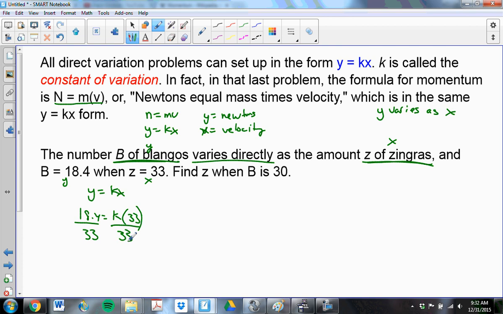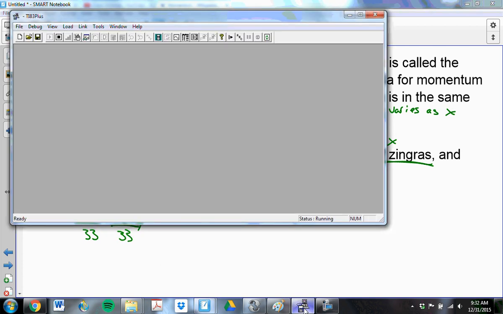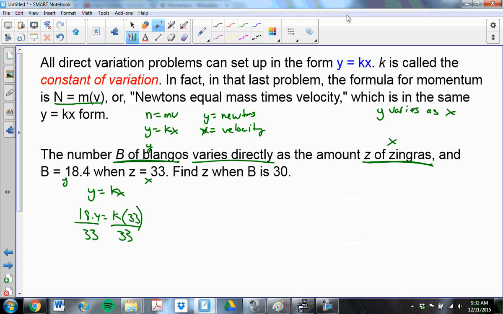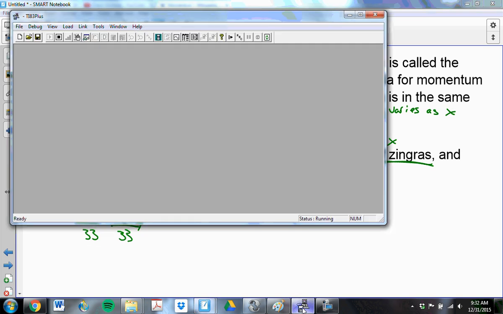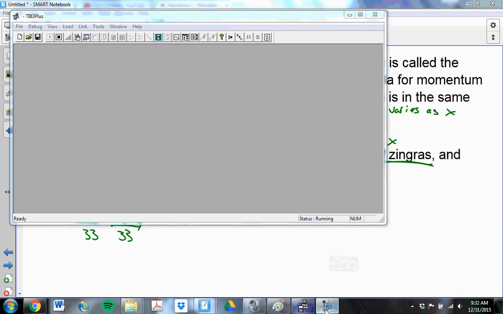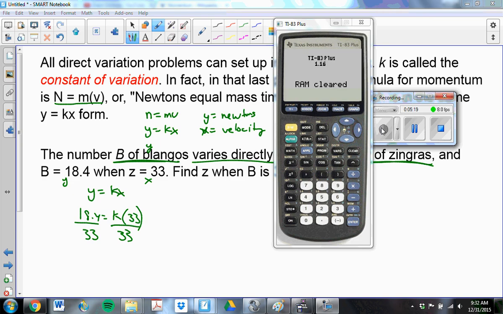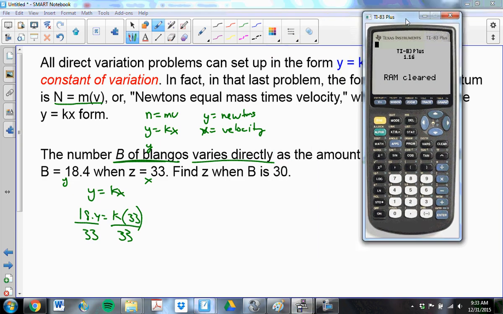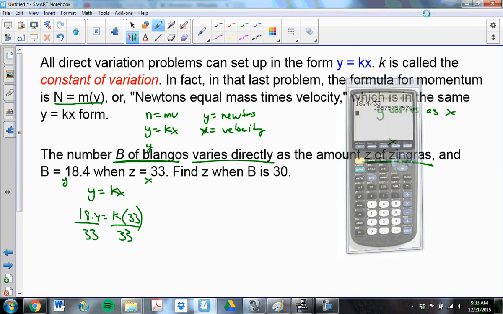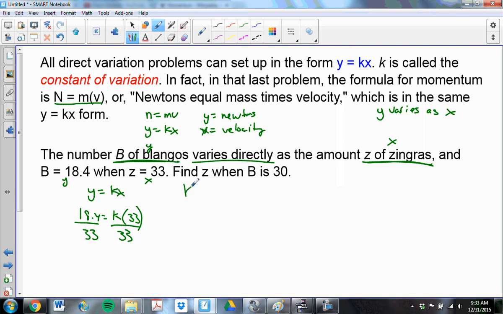18.4 divided by 33 is 0.5575. So now find z when b is 30.